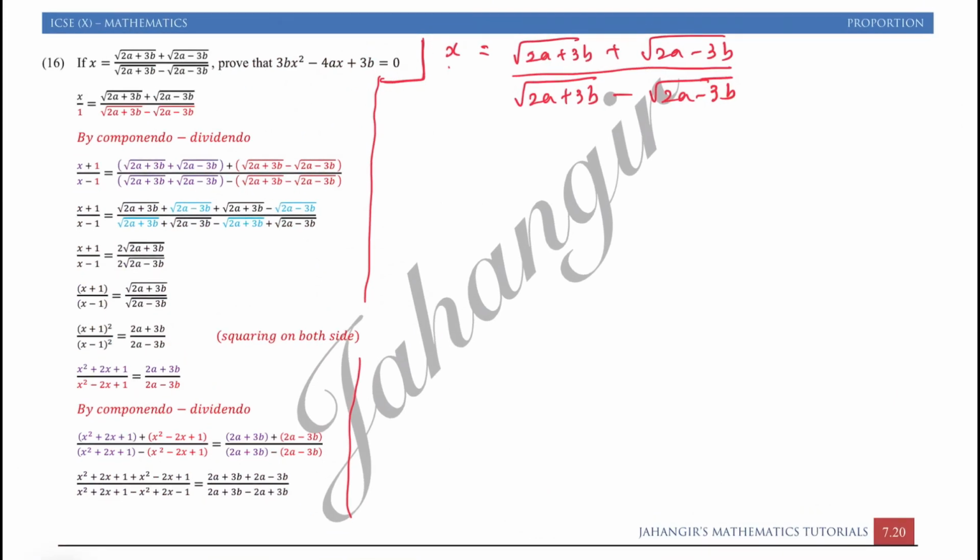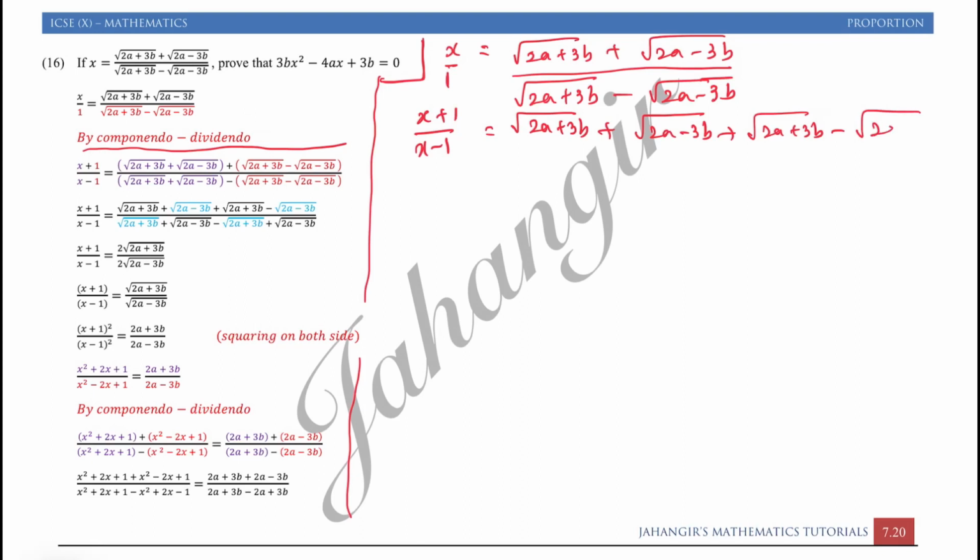This is x by 1. So I can write x plus 1 upon x minus 1. By componendo dividendo you have to write the result. This is equal to root of 2a plus 3b plus root of 2a minus 3b, plus root of 2a plus 3b minus root of 2a minus 3b, whole upon, this is componendo. This is numerator and this is denominator. We have to put plus in between numerator and denominator.